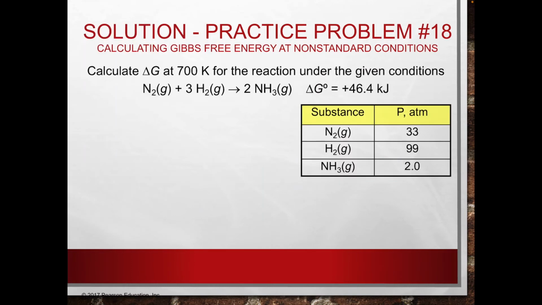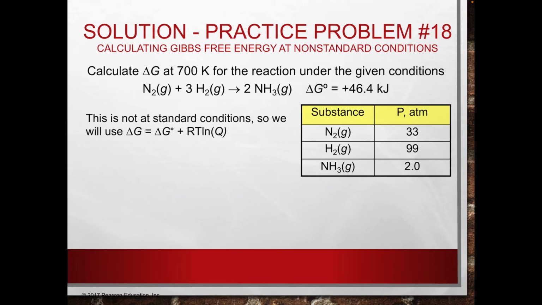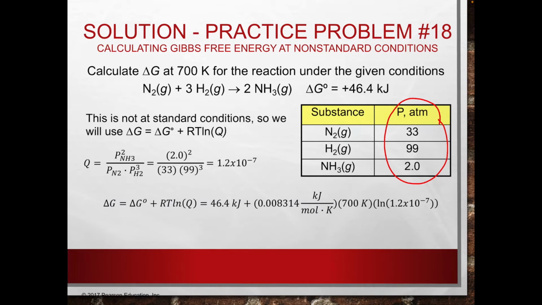All right, let's go through this. So we know we're not at standard conditions because our pressures are not at 1 atm. So the first thing we need to do is calculate Q. Again, make sure you have products over reactants and everything's being raised to the power of their coefficients. And then you can calculate your Q value. And then we'll use that Q to plug into our equation. Again, make sure your unit of R is matching your unit of delta G. And then just go ahead and solve.